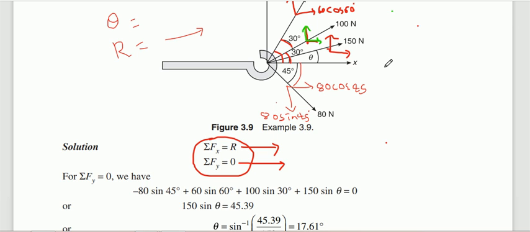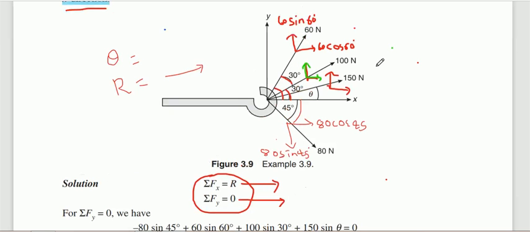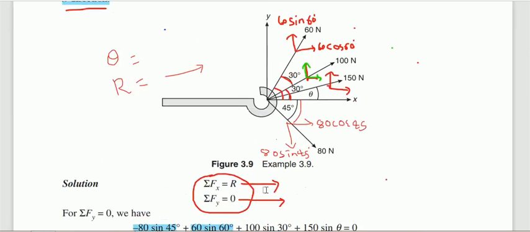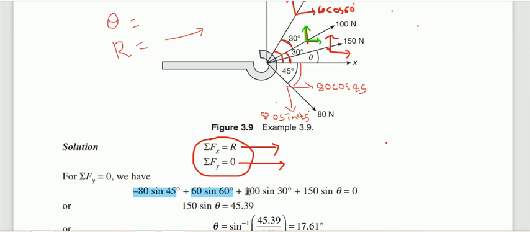You can see here all the resolved vertical forces 150, 100 and 60, all the forces vertically upward, and only 80 is downward. Therefore 80 is negative. The rest of the forces are positive here. 80 sin 45 negative, and similarly 60 sin 60 kilonewton. You can observe the figure, 100 sin 30 vertically upward, and 150 sin theta. That is, summation of Fy is equal to 0.